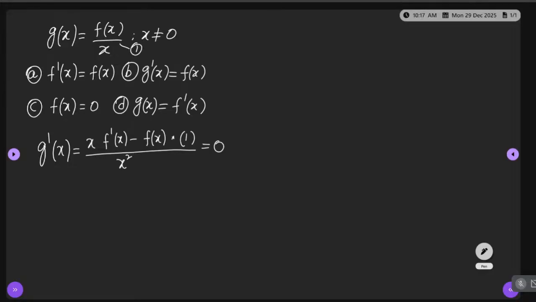What is the condition? This will have extreme when g dash is 0. So which of the following is correct? X into f dash of x must be equal to f of x.